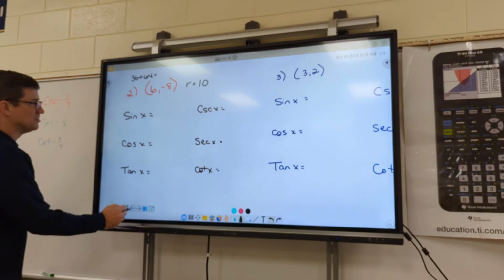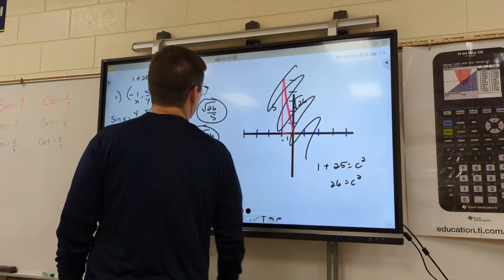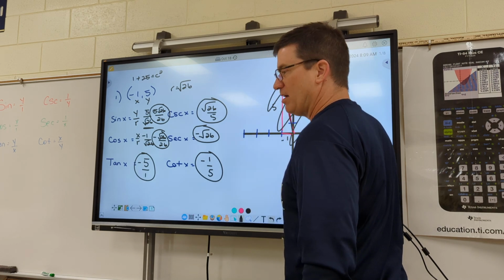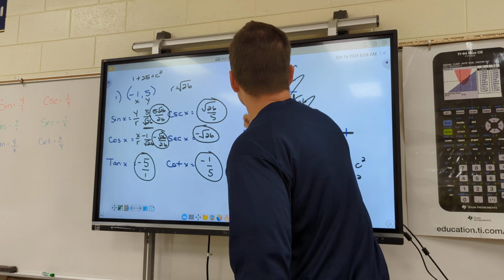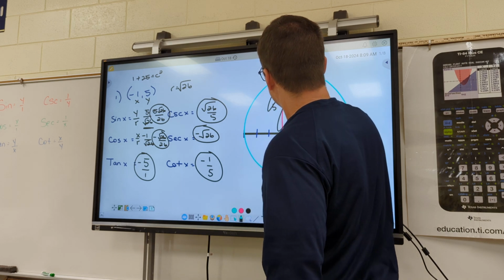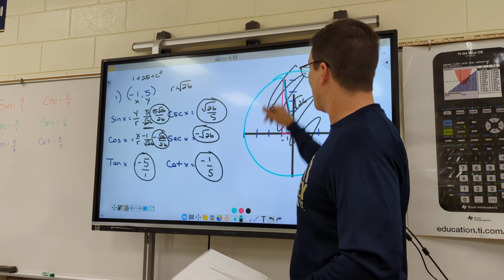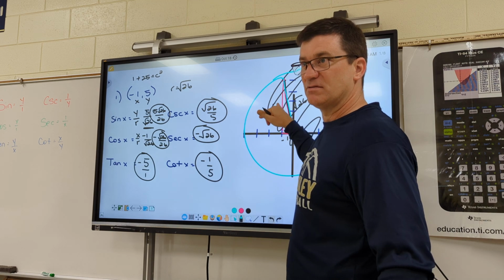And going back to the circle, you guys might be asking, why is that the radius? Look, that is your hypotenuse, right? Why is that the radius? Because if you had a circle, the radius is from the center of the circle to a side, right? So that's why the hypotenuse will always be the radius.